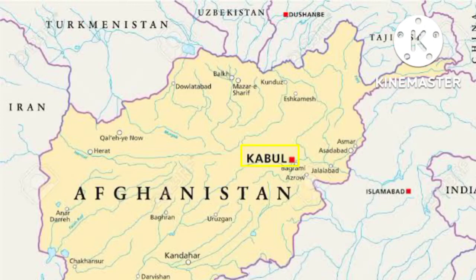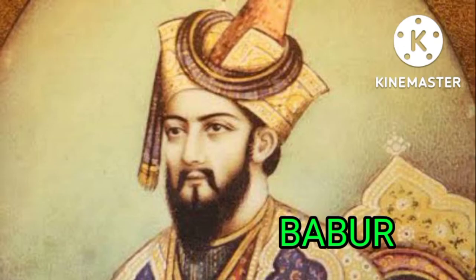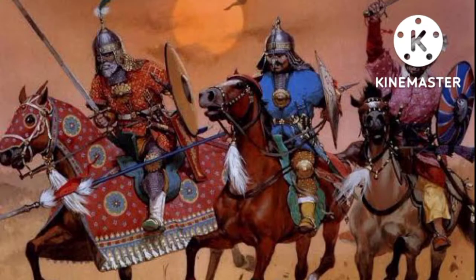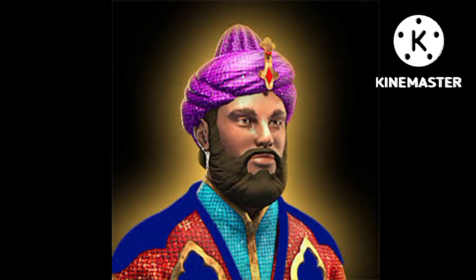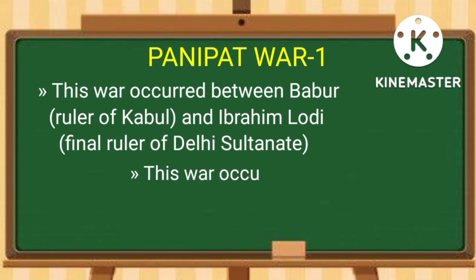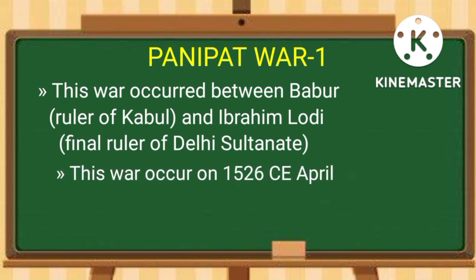At the time when the Delhi Sultanate was in great danger and very weak, there was a ruler in Kabul, in present-day Afghanistan. His name was Babur. The armies of Babur and the armies of Ibrahim Lodi, the last and final ruler of the Delhi Sultanate, fought in Panipat, which is near Delhi. This war occurred on 26 April 1526.